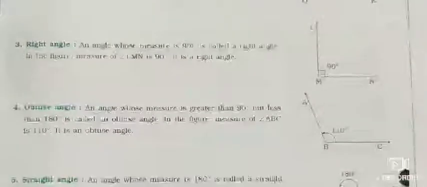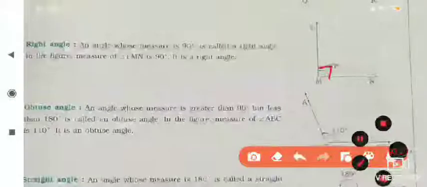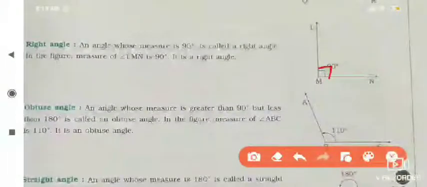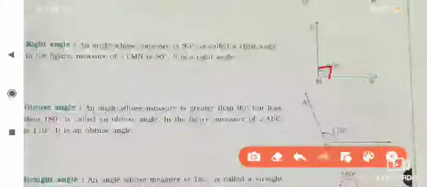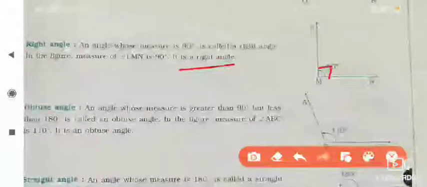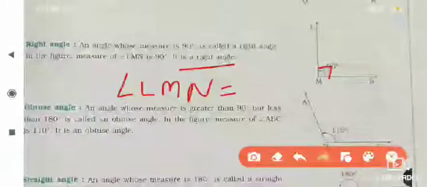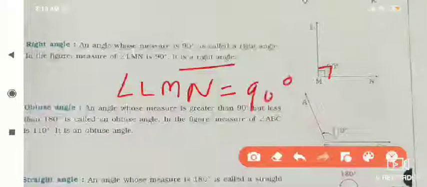Afterwards, the right angle. If you measure this angle and it is exactly 90 degrees, then the given angle is called a right angle. And how do we write it? Angle N is equal to 90 degrees.